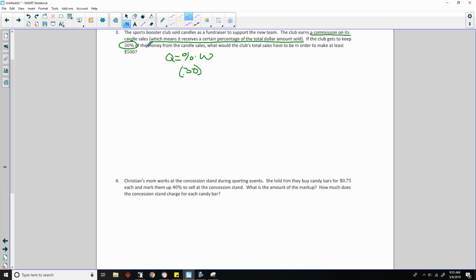If the club gets to keep 30% of the money from the candle sales, what would the club's total sales have to be? What would be the total W in order to make at least $500? That is our quantity we're trying to make. So this is our setup. The quantity we have is $500. 30% was given, and we want to know the total, which is the whole. In order to solve this, I divide both sides by 0.30. And these cancel, and that will give me my whole.